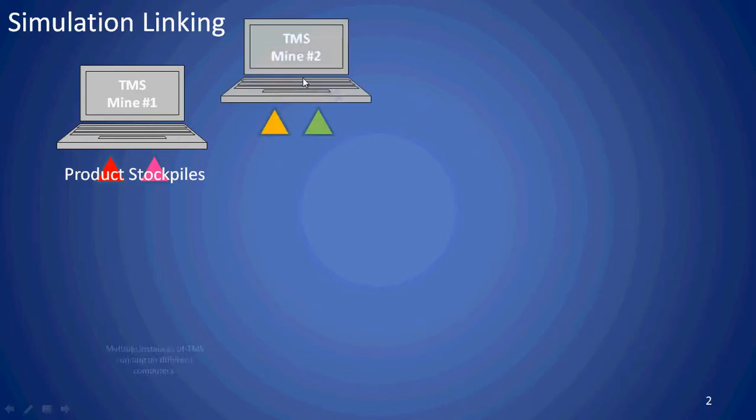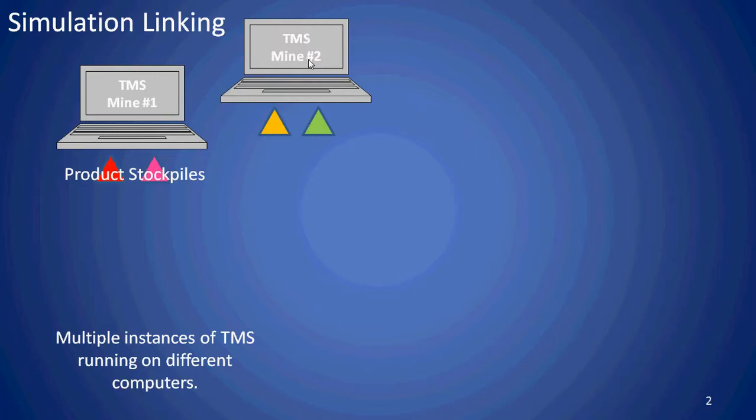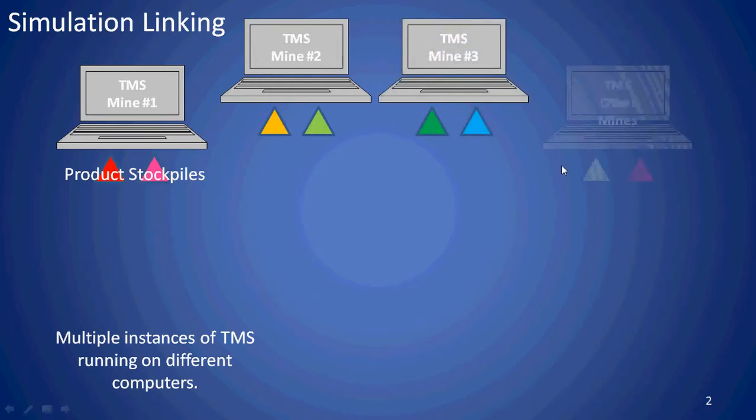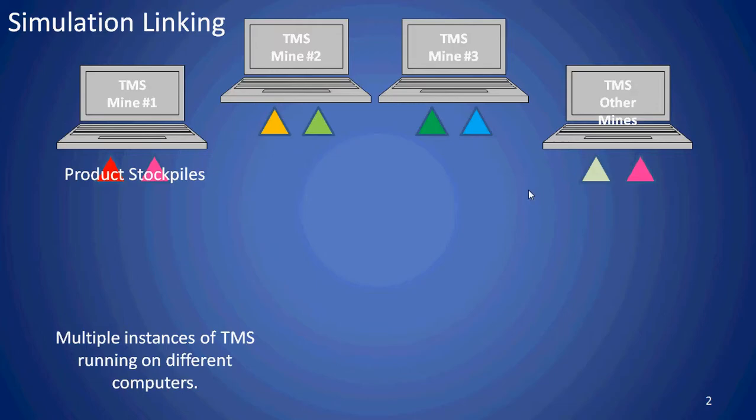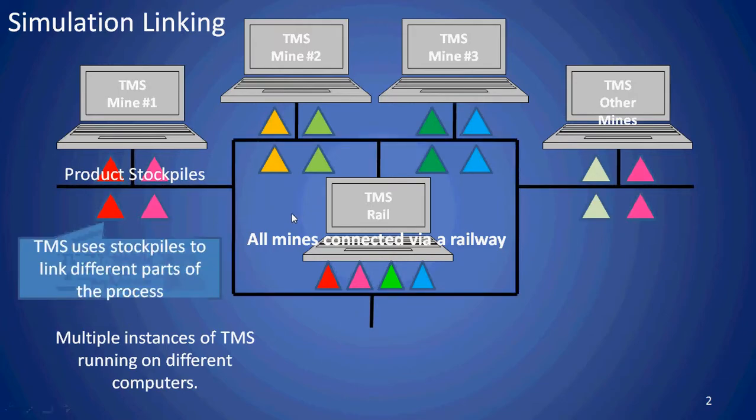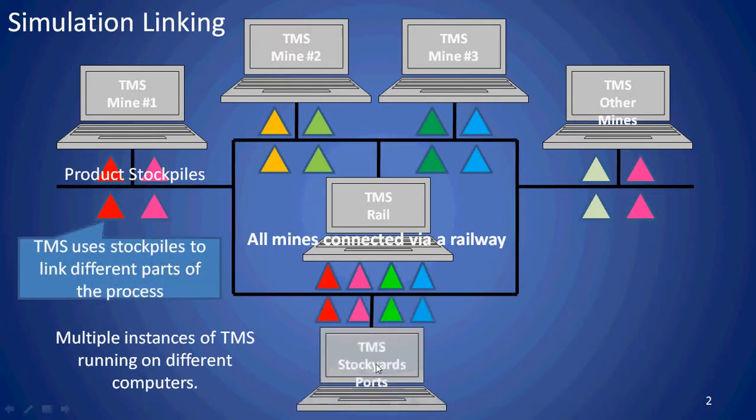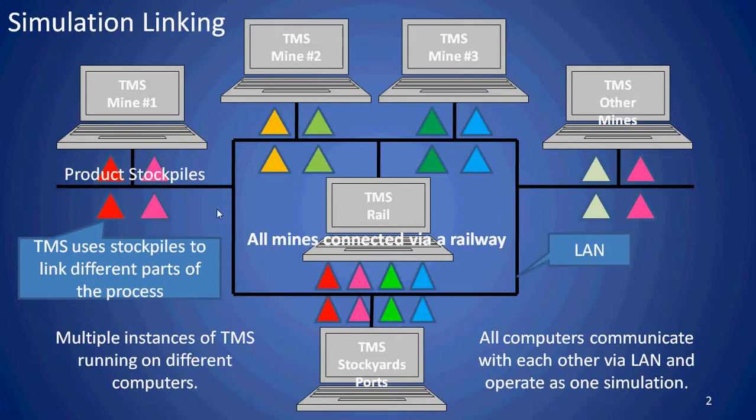instances of TMS running on other computers which are running different mines. So you can have as many laptops running different mines and different versions, or the same version of TMS on different computers. So this is mainly applicable in iron ore operations where you have multiple mines feeding a rail system which then feeds a stockyard. Or it could be in the case of the coal industry. We have multiple coal mines feeding a common rail system and then feeds one or two ports.